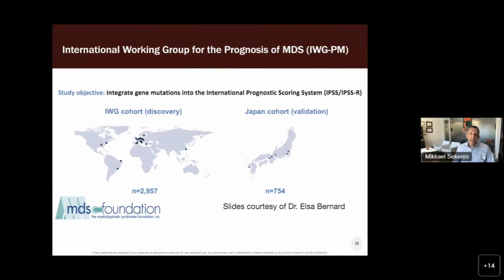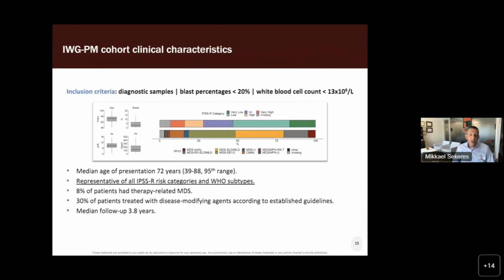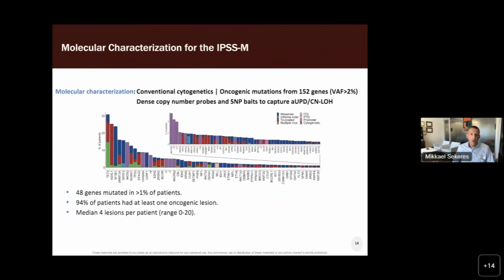Now, the IPSS-M was recently published. This was based on data in almost 3,000 patients and validated in a cohort from Japan of 750 patients. Median age of patients included in this was 72 years, and about 1/3 of patients were actually treated with disease-modifying agents. There were 48 genes that were mutated in greater than 1% of patients, the most common of which are those we often see in myelodysplastic syndromes, things like TET2, DNMT3A, ASXL1, SF3B1, deletion 5q, etc. And patients had a median of 4 mutations.